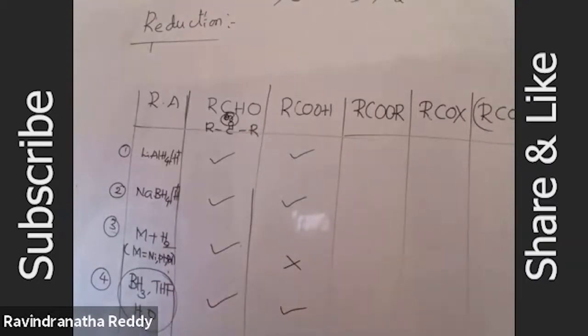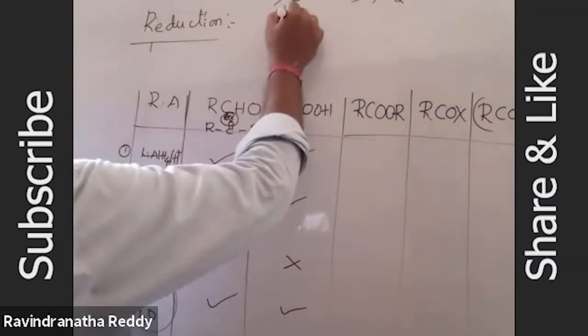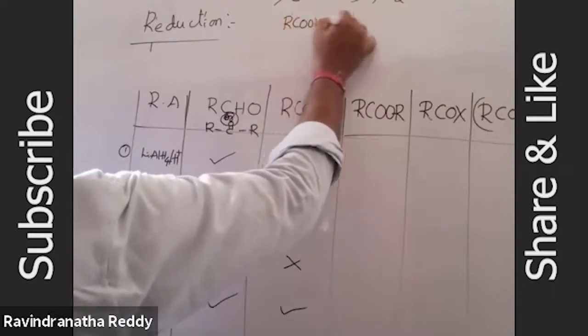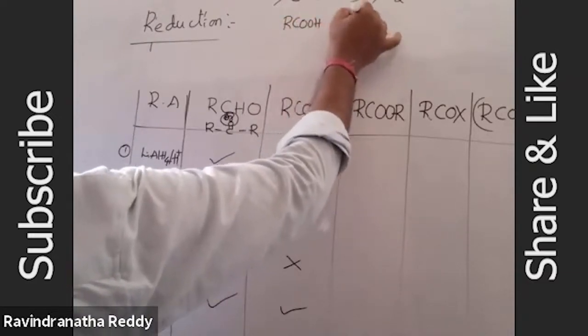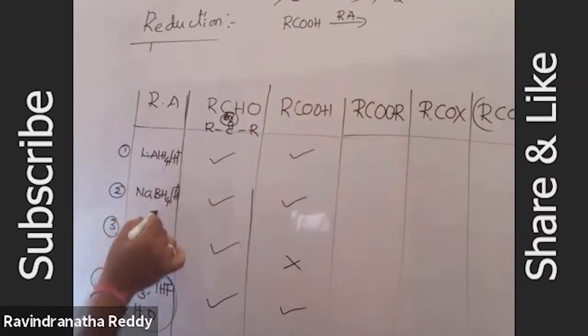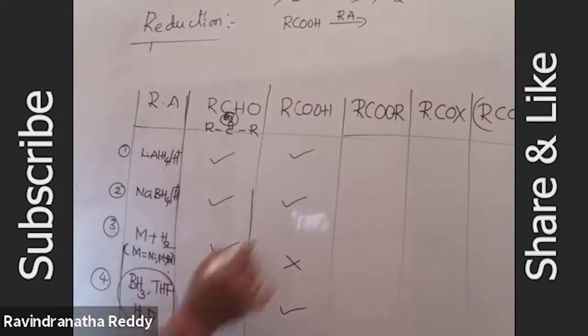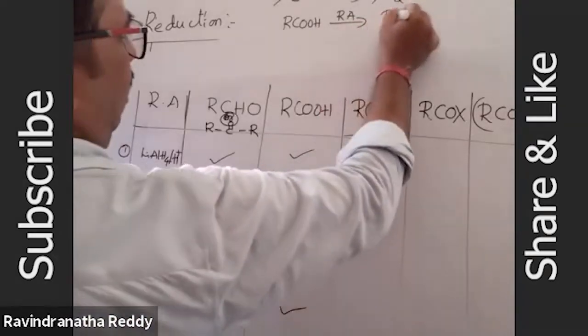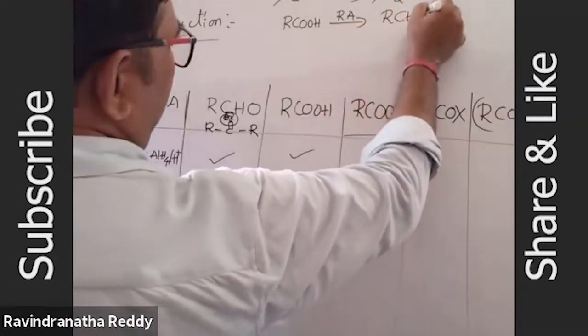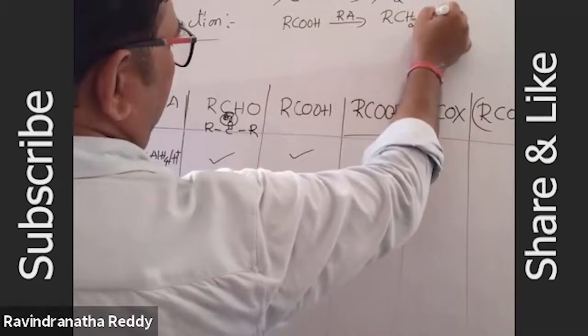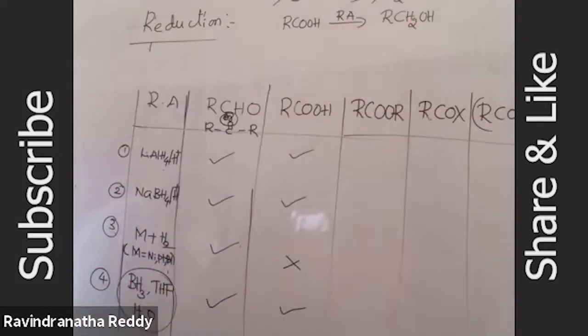Metal hydrogen reduction of carboxylic acid: what are the reducing agents? Lithium aluminum hydride, sodium borohydride, BH3 in tetrahydrofuran with water, except metal hydrogen. You get RCH2OH. This alcohol is the answer. The metal hydrogen condition is not possible.